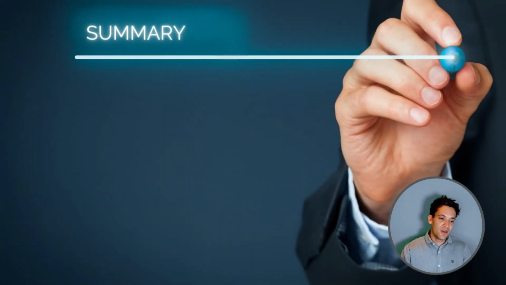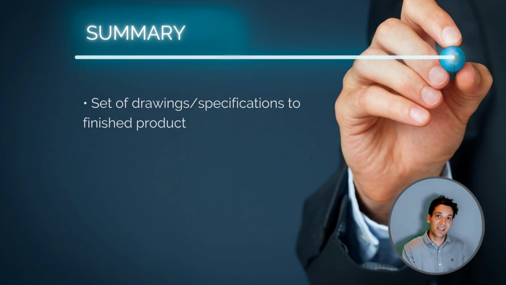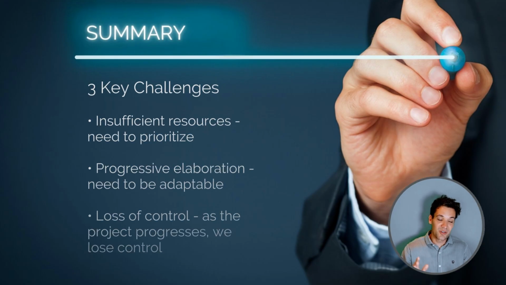Okay, so I know we covered a lot, but let's just briefly summarize the process we went through to deliver a construction project. The entire process is set to transform a set of requirements and specifications into a finished product. We spoke about the three key challenges, which are insufficient resources, progressive elaboration, and the loss of control as the project progresses. And we spoke about what this means for us: to successfully deliver a project, we need to be able to prioritize. We need to be adaptable, and as the project progresses, we lose control. So where possible, we need to make an upfront investment in planning.